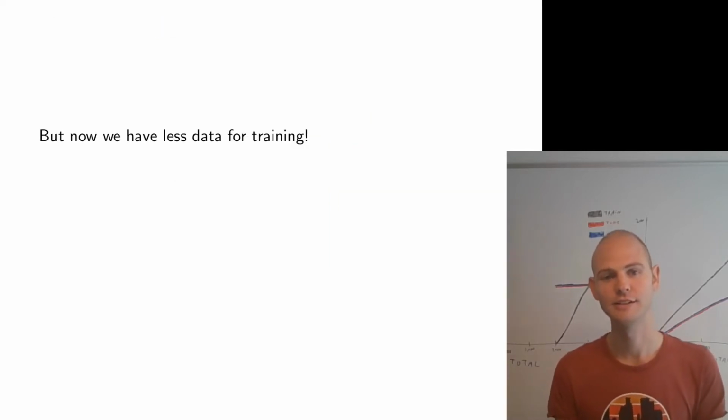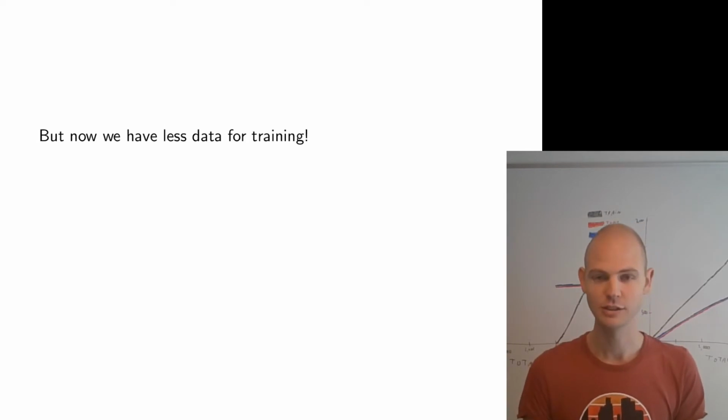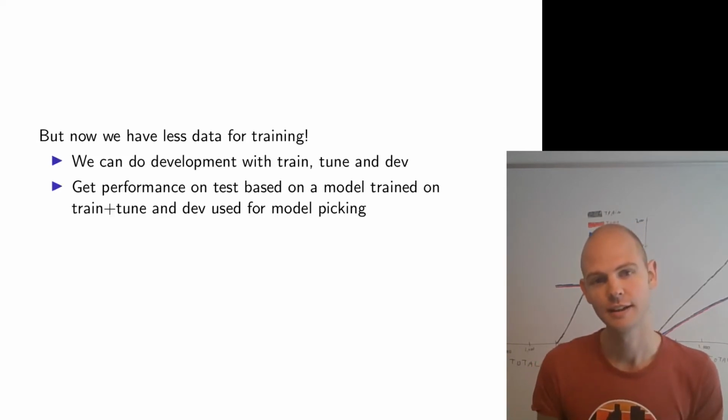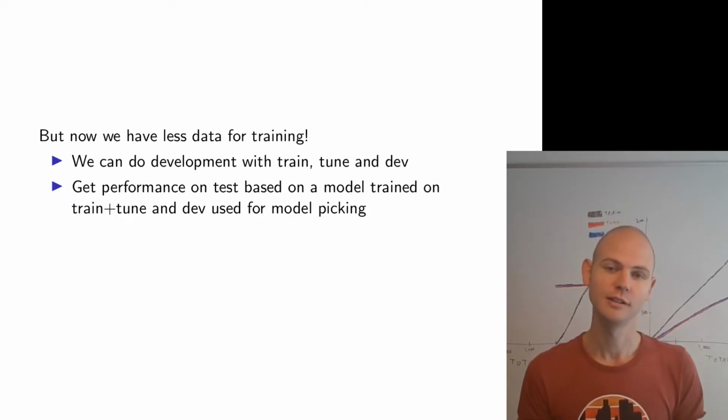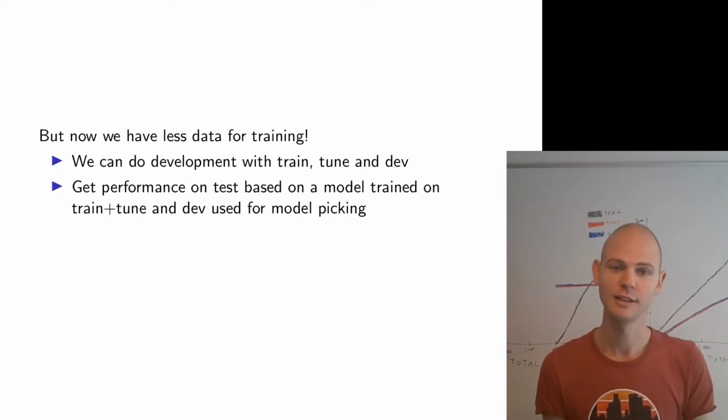One problem that arises is that now we have less data for training. This problem can easily be solved. So we can do our development with the train, the tune and the dev set. Once we have found our best performing or most interesting model, we can get the performance of this on the test data by training on the concatenation of the train and the tune set and using the dev set for the model picking. So we can have a fair comparison to earlier models.